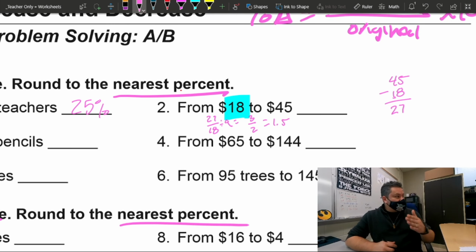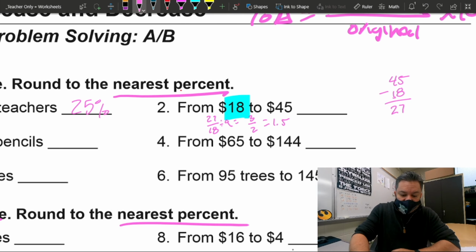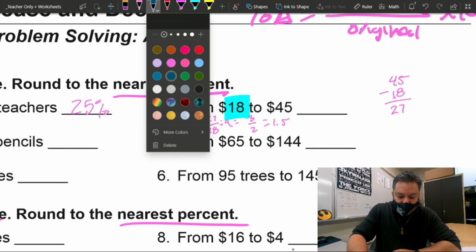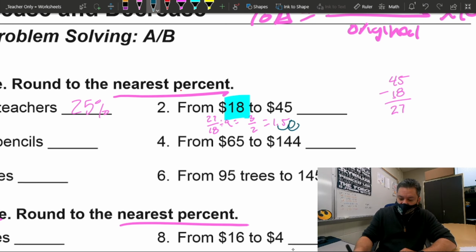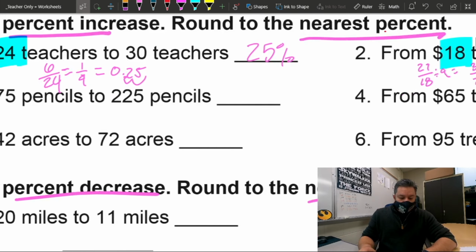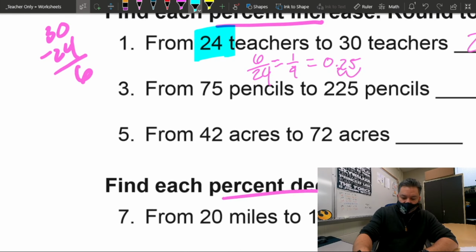Now, just because this is not a decimal like 0 point something, don't stop right there, because you always have to move the decimal 2 places to the right, even if it has more than 1. So from here you move 1 and 2, and whatever is empty you just fill with 0. So in this case, the percent increase is going to be 150%.